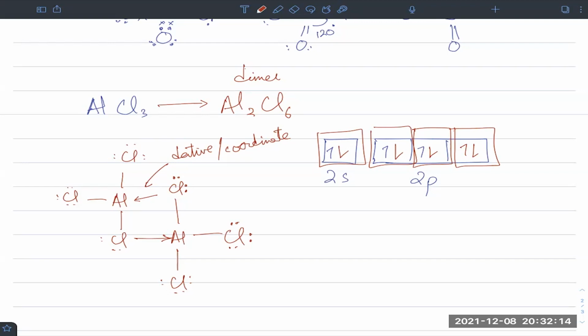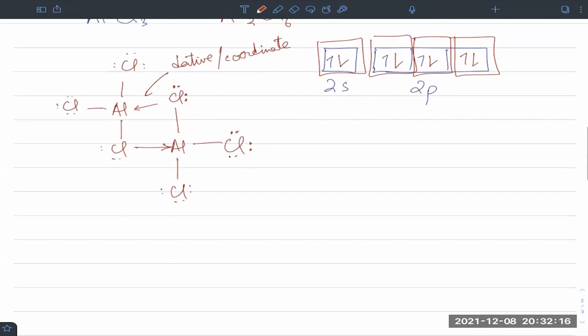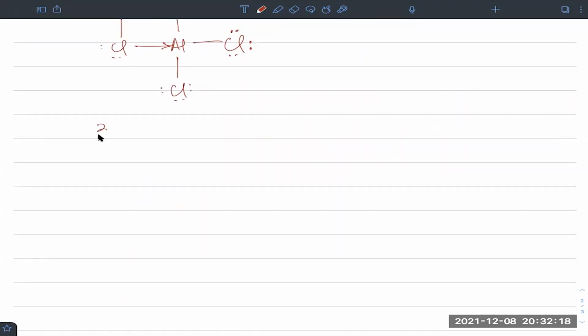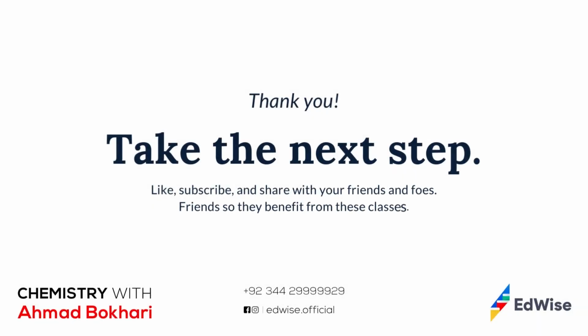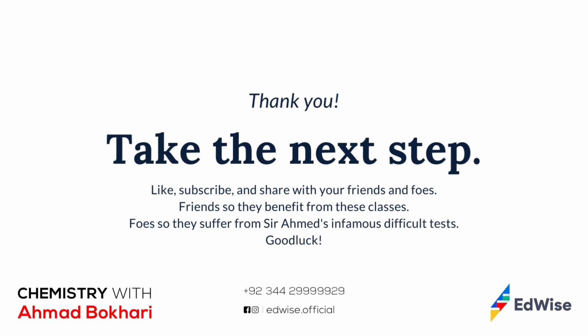Another compound that does this is BF3. So I'm going to give you BF3 and ask you to make a dimer of it, which will be B2F6. So go on, make a diagram of BF3 and try to figure out how it will make a dimer. I'm leaving AlCl3 out for you to use as an example.